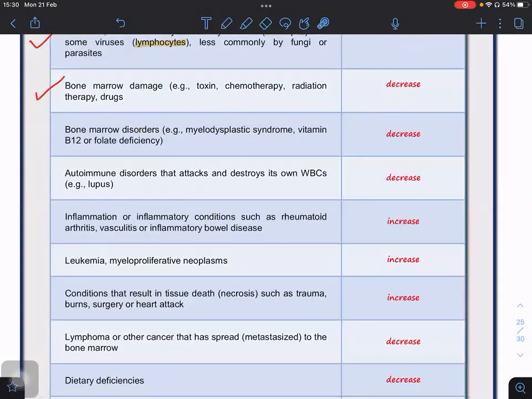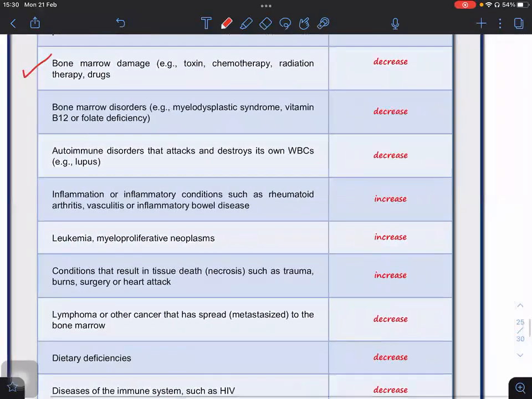Inflammation or inflammatory conditions, for example rheumatoid arthritis. That's a question sometimes asked. Inflammation we have learned, right? Actually we attract more white blood cells, so inflammation definitely increases the white blood cell count. Leukemia, myeloproliferative neoplasm. In this case, leukemia increases the white blood cells, but highlight here, this one you need to know.